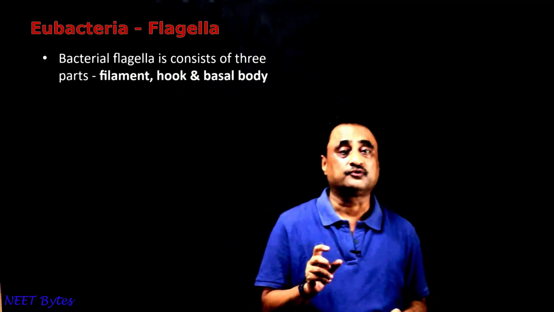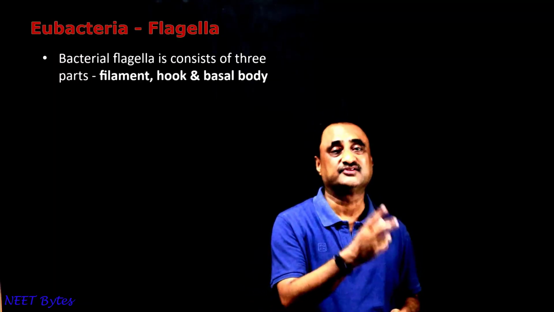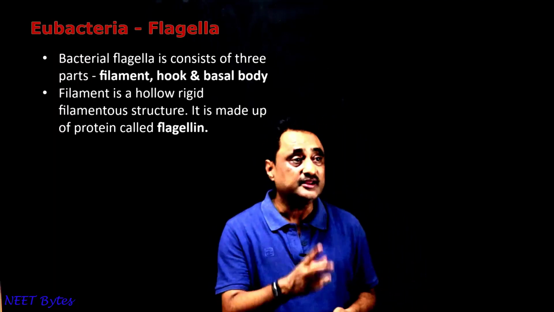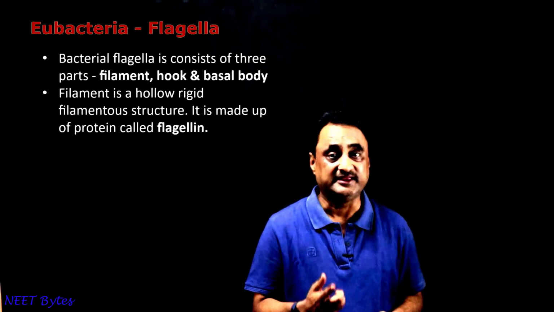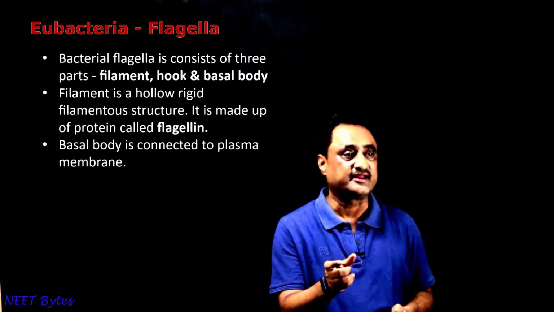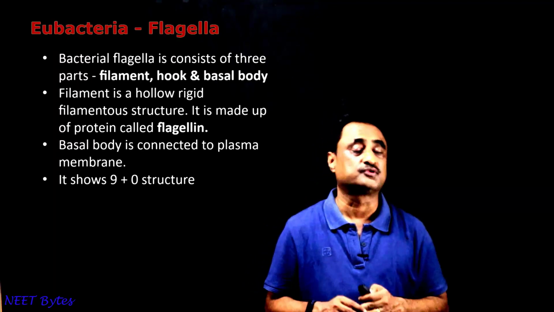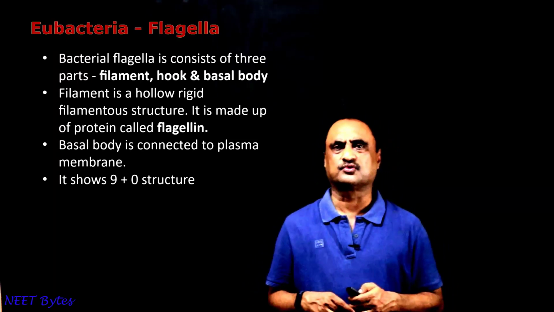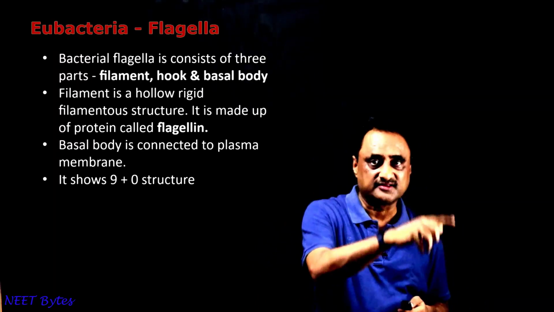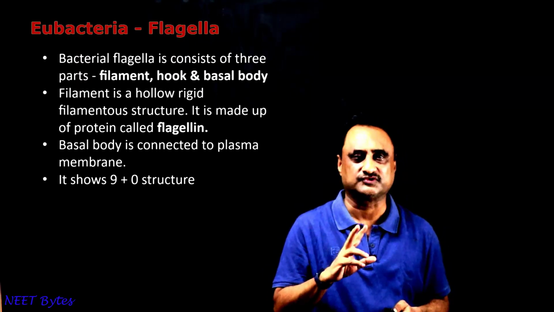Bacterial flagella consist of primarily three parts: filament, hook, and basal body. The basal body is attached to the plasma membrane. Chemically, it is made up of a protein called flagellin. Basically, it shows a 9+0 structure. What do we mean by 9+0 structure? There are nine duplets present at the periphery, and in the central region there is no structure. That's why we call it a 9+0 structure.